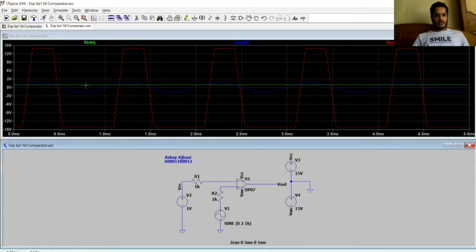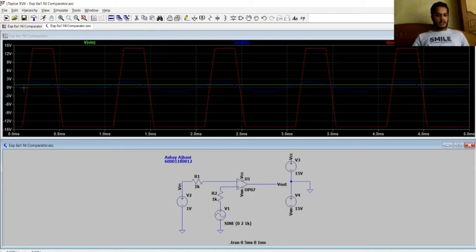So as you can see, the green colored line is the reference voltage of 1 volt. The blue colored waveform is the input sine wave signal, and this is the output of the comparator. Now as you can see, when the sine wave input is less than 1 volt, the output is negative saturation. Once it exceeds 1 volt, the output will go into positive saturation.